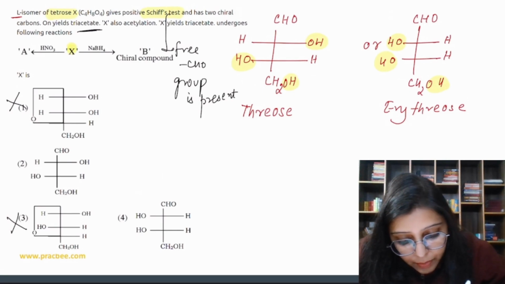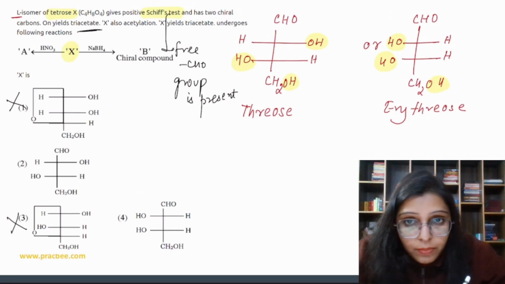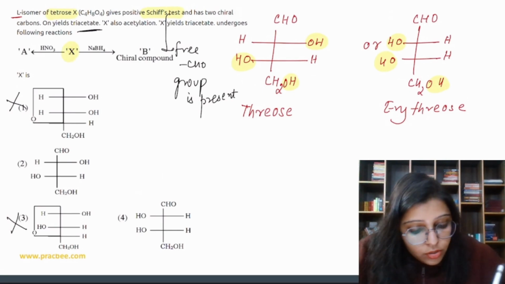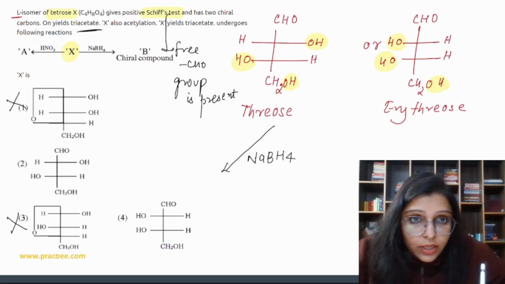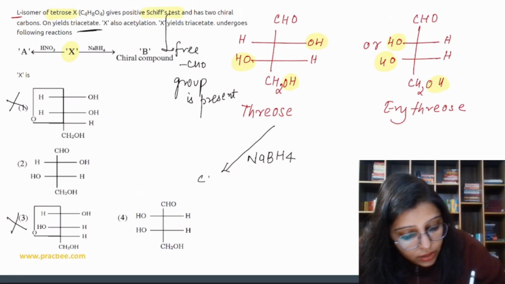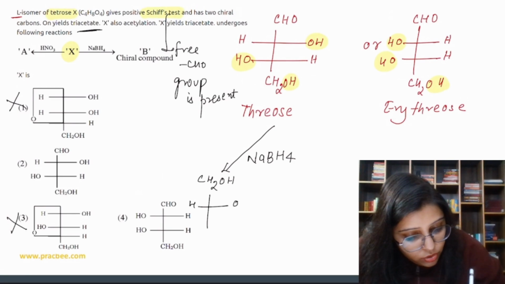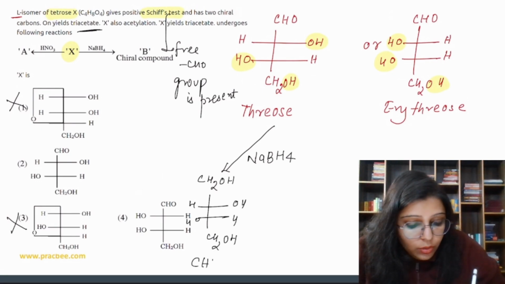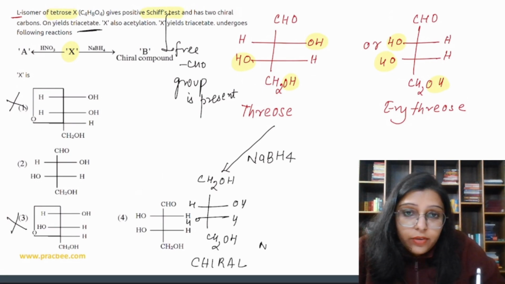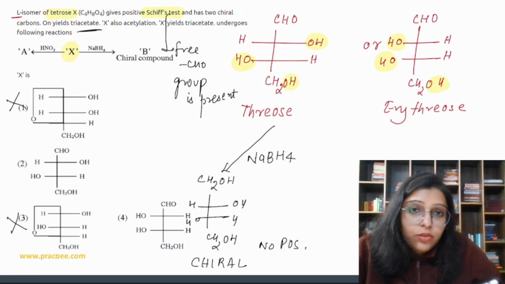X is that compound. We have to identify X. On NaBH4, it gives a chiral compound. So see, if I am going to react this with NaBH4, it's a reducing agent. So the CHO group is converted to CH2OH, then HOH, OHH, and here we write CH2OH. So this is chiral. Why is this chiral? Because there is no plane of symmetry. We do not have a plane of symmetry.